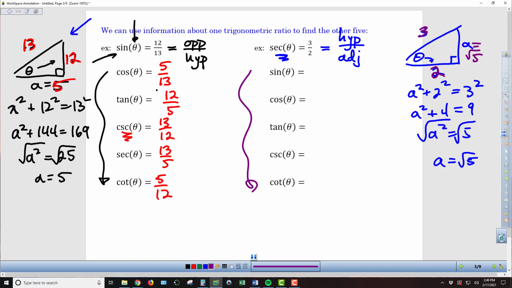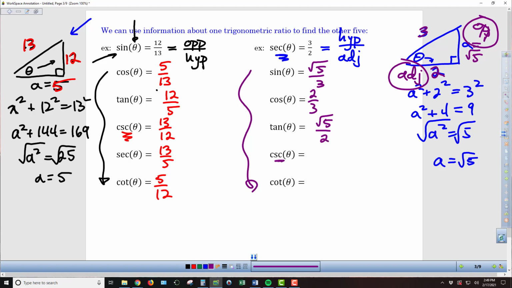For the sine of theta, I'm going to take opposite over hypotenuse. So my opposite is over here. My adjacent is this guy here. So opposite over hypotenuse is going to be root 5 over 3. For cosine, that's just going to be the reciprocal of the given information, adjacent over hypotenuse. That's going to be 2 over 3. And then tangent is going to be opposite over adjacent. So that's going to be root 5 over 2.